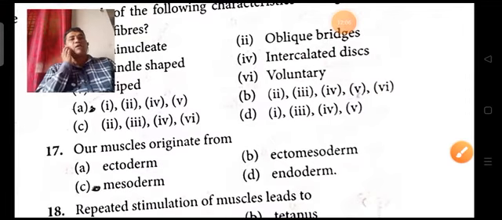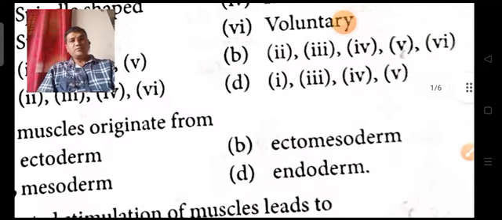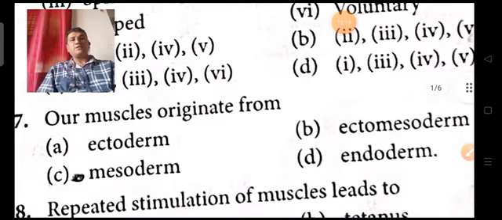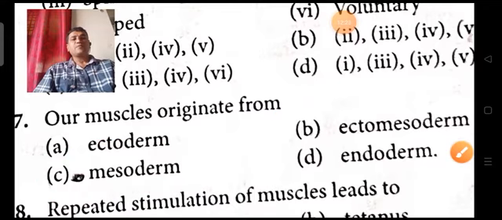Next, our muscles originate from, we know that we have three germinal layers. In the three germinal layers, the muscles generally originate from the middle layer, that is the mesoderm of our body. So mesoderm is the answer.